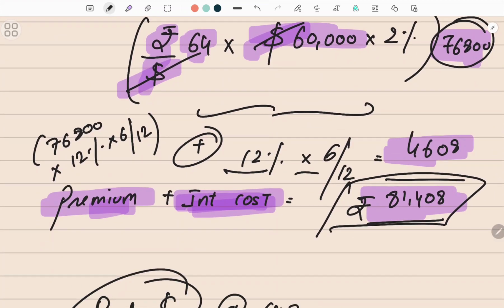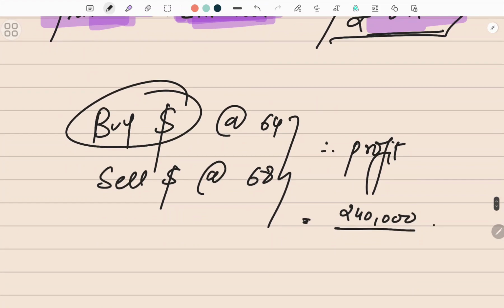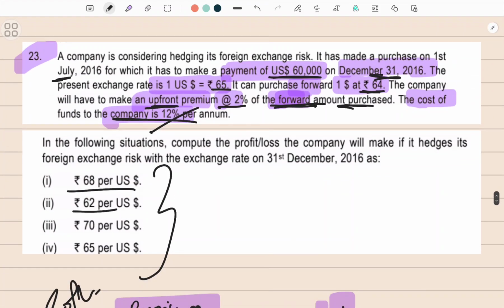Further, let's talk about the profit and loss. Okay, that's what they are asking. Now, see here, we'll take the first scenario, which is 68. If the actual exchange rate on 31st of December turns out to be 68, then what?